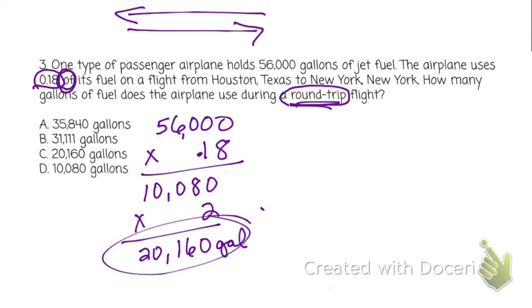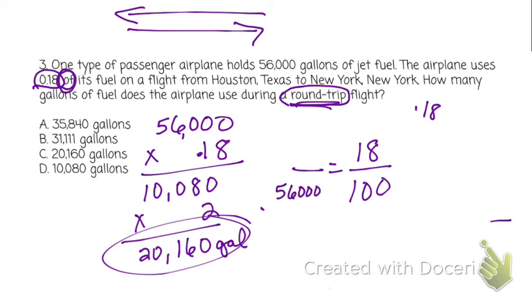But I could do percent proportions. I could say, well, I know that 18/100ths means 18%. So 18% over 100%, I could put my 56,000 over here. So I could cross multiply and divide. I would still get the same number right here because that is for one way. But round trip means I'm going to travel to and from on this trip. So I would still have to double it. So my answer there is C.